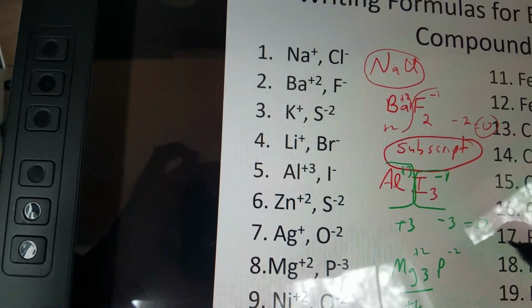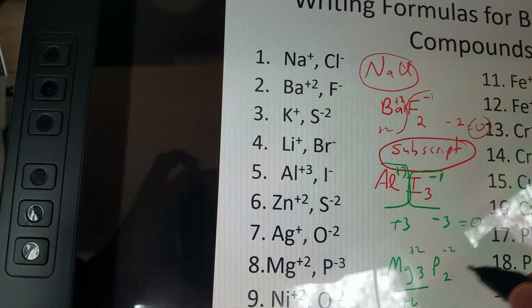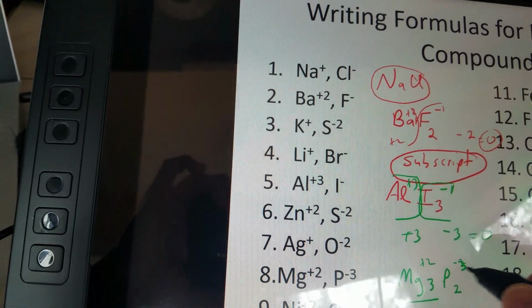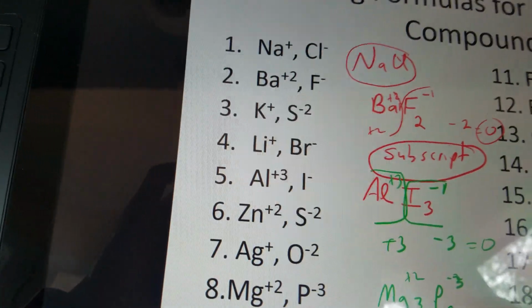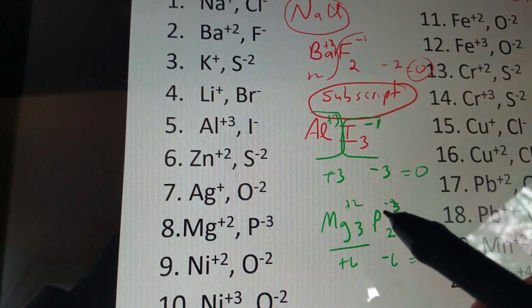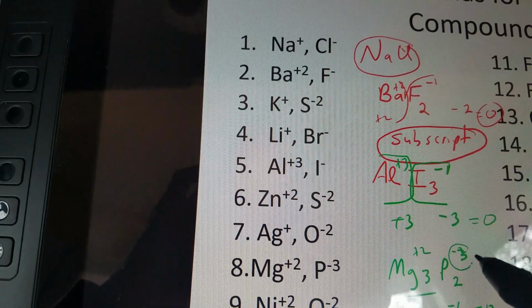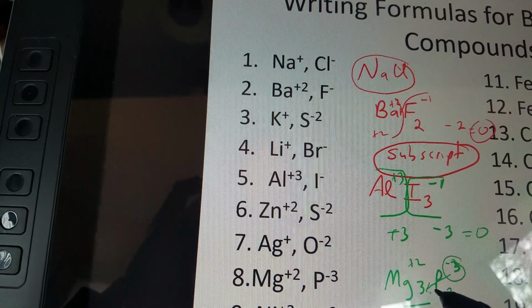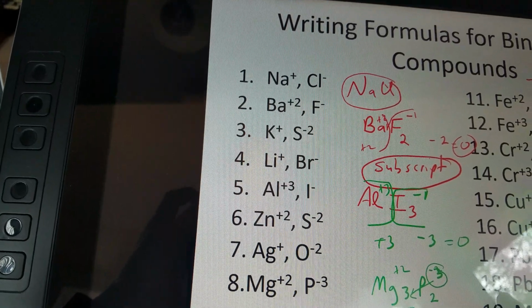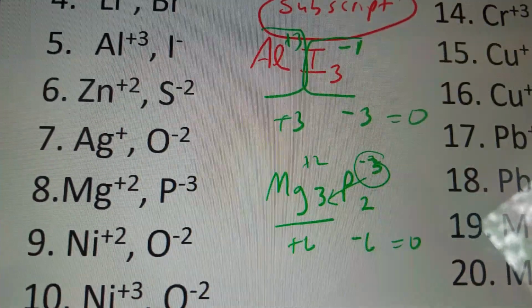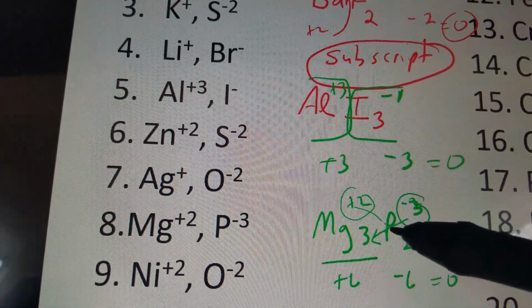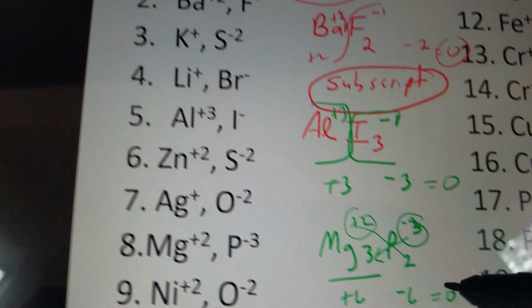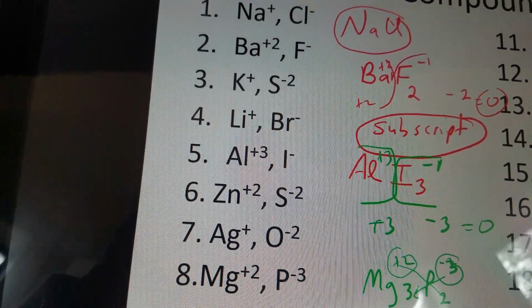Phosphorus, to make it 6, I would need a 2 here. So this will be a -3 times 2, giving me a -6, giving me a 0. Now one thing you can see on a lot of these when you're doing these that need the common multiple, then the charge here actually becomes a subscript on the element before it. So the magnesium gets the 3, and then the 2 comes over here with the phosphorus, and that balances it out.